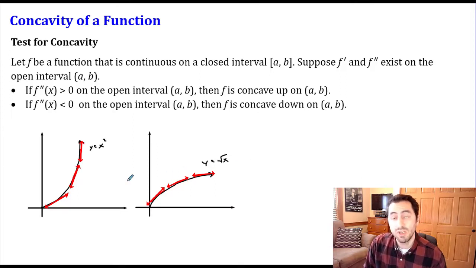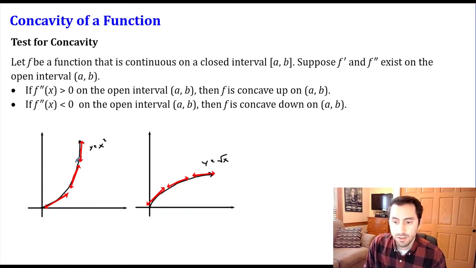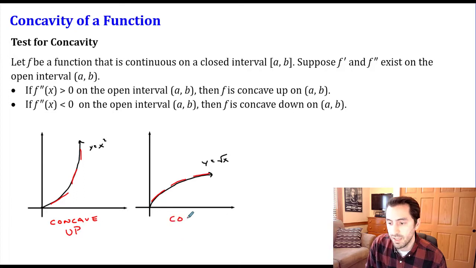Another thing I can take a look at here is the location of these tangent lines, and that can help me determine if it's concave up or concave down. For my x squared function, all of the tangent lines are below the graph of my function. But for the square root function, all these tangent lines are above my function. So when all the tangent lines are below, this is going to be concave up. And when all the tangent lines are above, this is concave down.